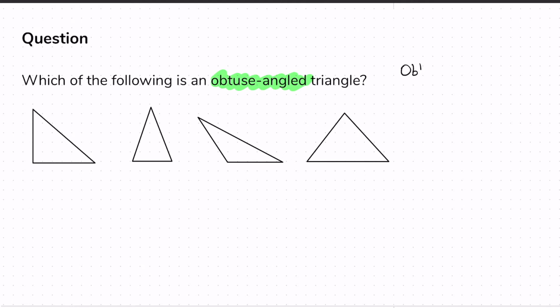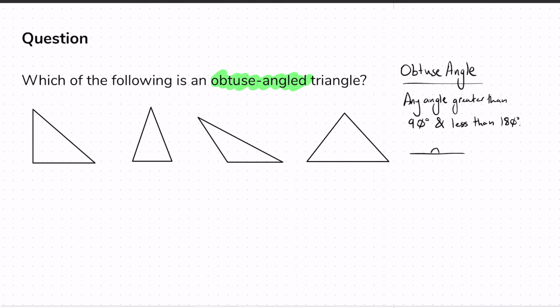So an obtuse angle is any angle that is greater than, so greater than, we'll write that down, 90 degrees and less than 180. So it's in between, it's all the angles in between a straight line and a right angle. So everything in between those is an obtuse.